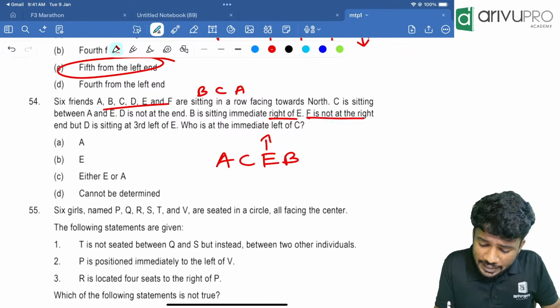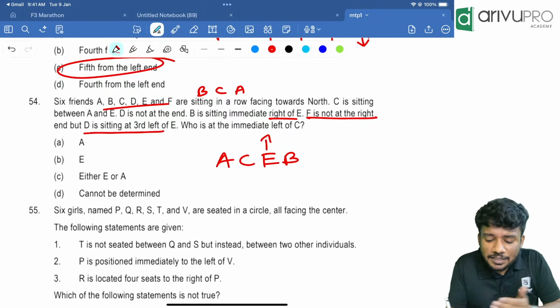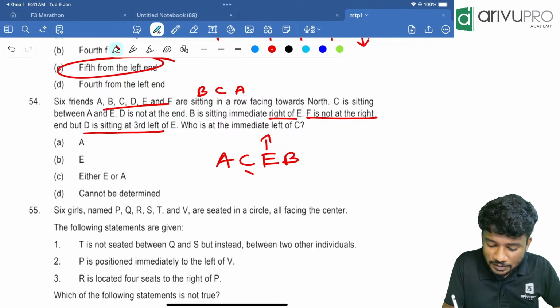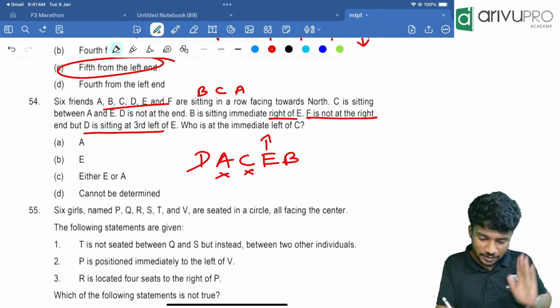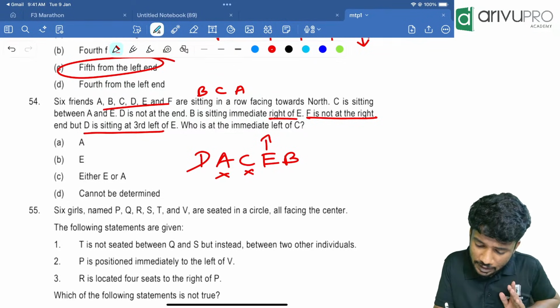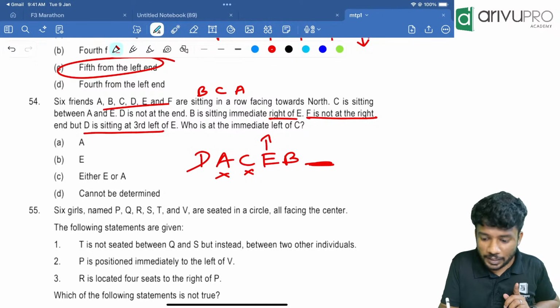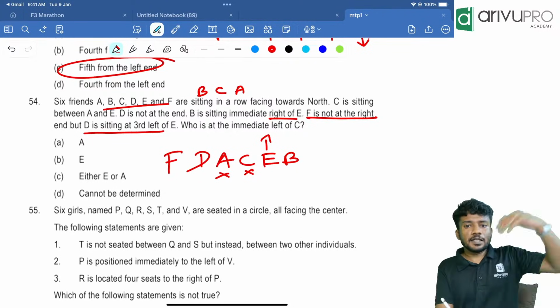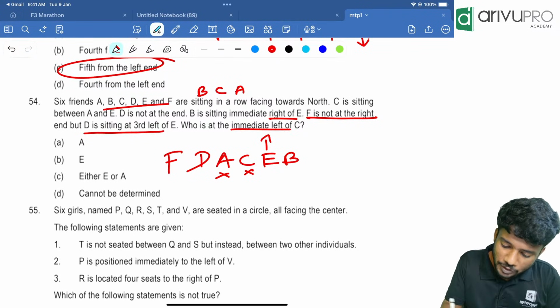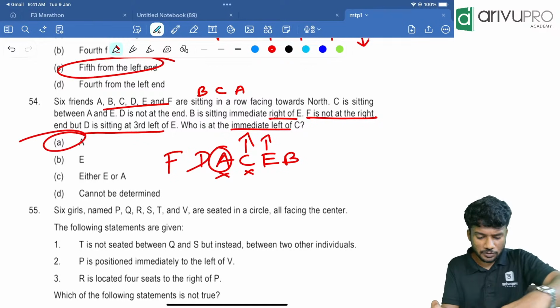So B is sitting immediate right of E. Then what is given? F is not at the right end, but D is sitting third left of. Third left means this is first left, this is second left, and third left, who is sitting? D is sitting. Then what else is given? F is not at the right end. Here the right end is this one. Okay, F is not at the right end. Then F will be at the left end. Now the question is, who is immediate left of C? Very easy answer. Answer is A. Option A is your answer.